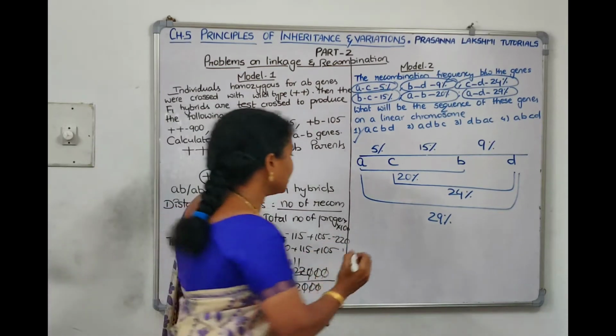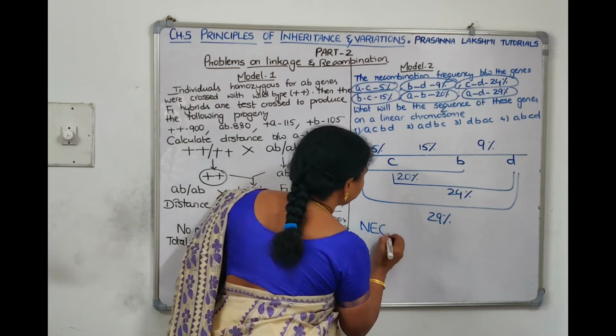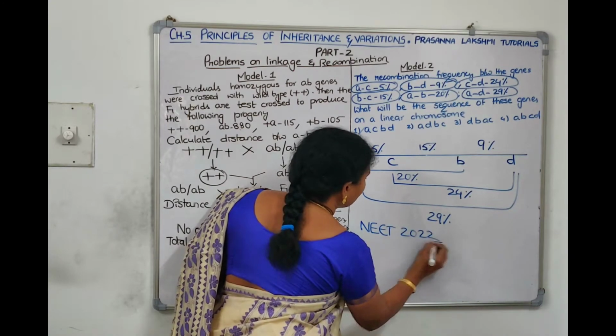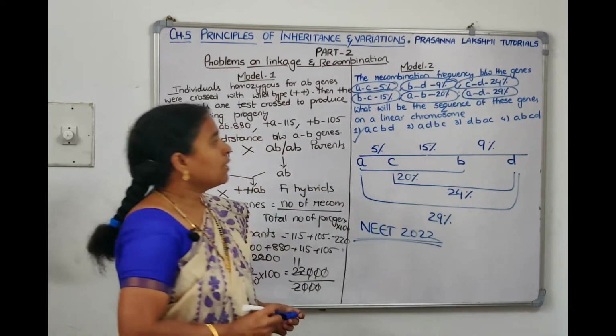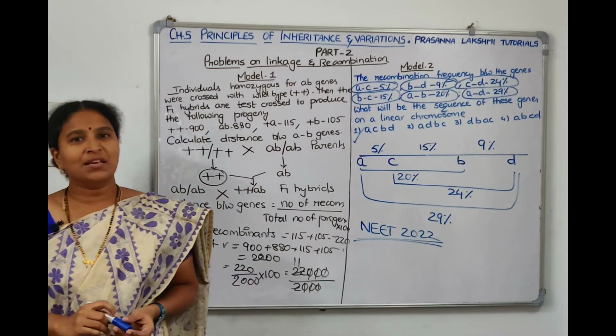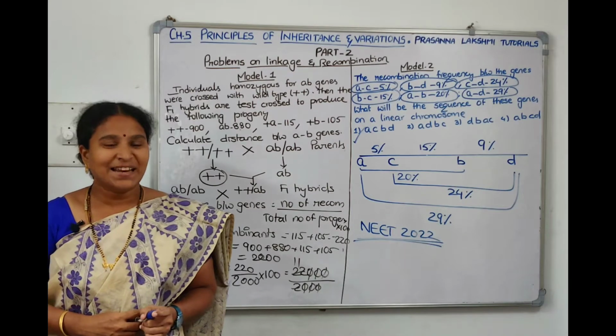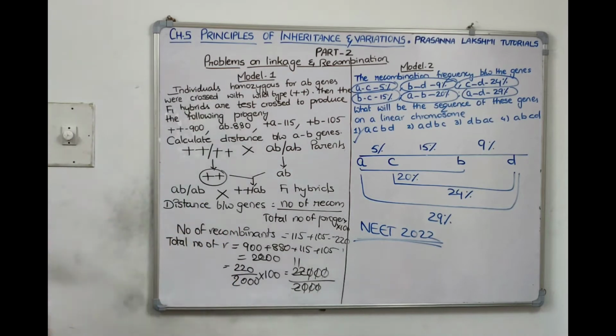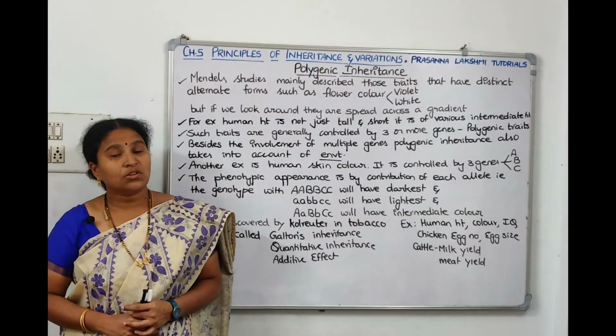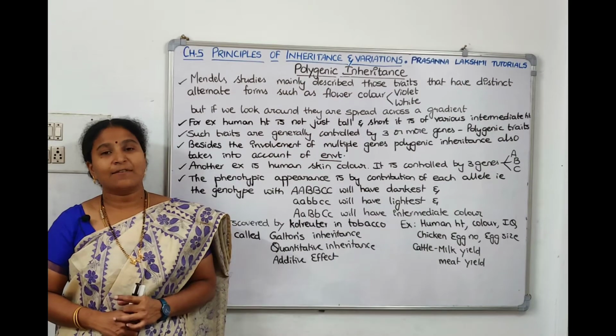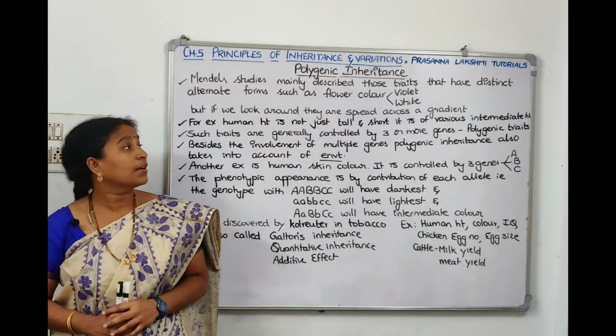So this is NEET 2022 question. Okay, so these are the problems related to linkage and recombination. Take a screenshot, then we'll get to the next topic called polygenic inheritance. So the next topic is polygenic inheritance. After linkage, the next topic is polygenic inheritance.